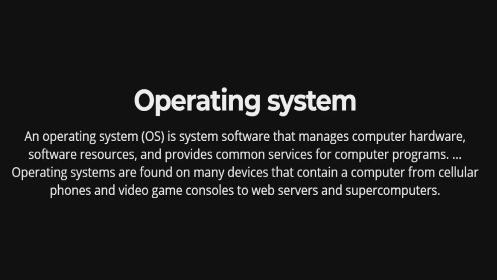Operating system. An operating system, OS, is system software that manages computer hardware and software resources, and provides common services for computer programs. Operating systems are found on many devices that contain a computer, from cellular phones and video game consoles to web servers and supercomputers.